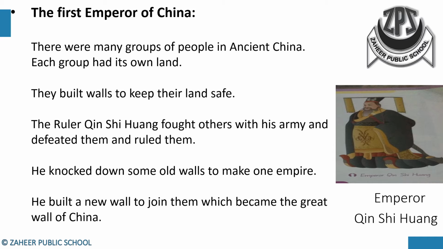Qin Shi Huang knocked down some of the old walls to make one empire, and he kept the others and built a new wall and joined them along the north of China. So at that time he made the long wall of China from earth and stones, and this became the Great Wall of China. You can see the picture of that emperor known as Qin Shi Huang.